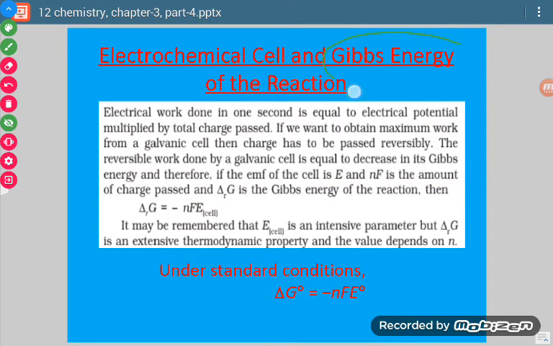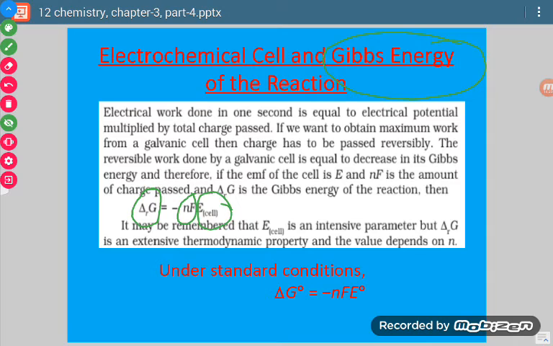Gibbs free energy tells us about the energy available in the system for doing useful work. In case of an electrochemical cell, the useful work done is electrical work. Electrical work done is the product of electrical potential and total charge passed. Now what is the total charge passed? Total charge passed is nF. And what is the electrode potential of the cell? That is E cell. Now when we multiply nF with E cell, it gives the Gibbs free energy of the reaction.